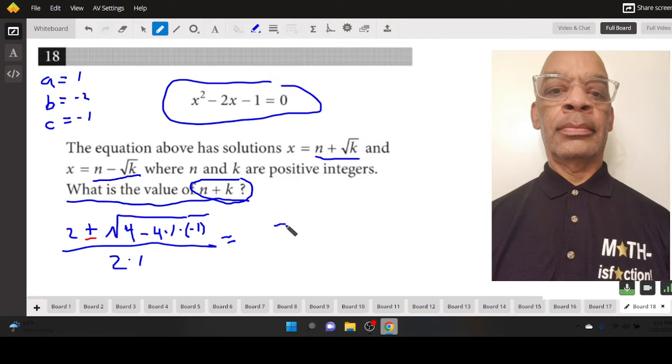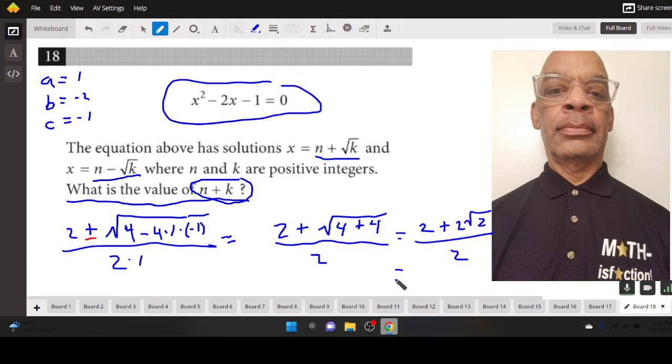All right, so 2 plus square root of 4 plus 4. Negative 4 times negative 1 will be positive 4. Divided by 2 will be 2 plus 2 times the square root of 2 over 2. And this will simplify to 1 plus the square root of 2.